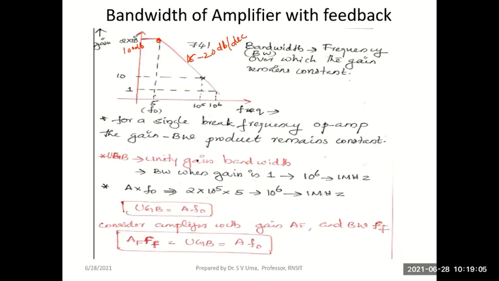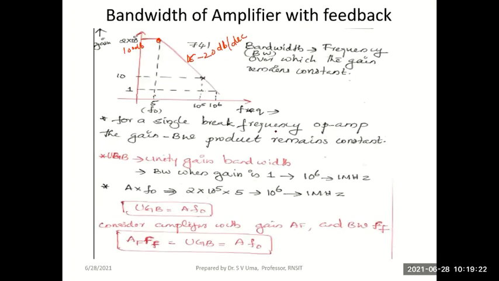So what is the value of, who has unmuted? What's the value of this unity gain bandwidth product? So let's take the bandwidth when the gain is 1 as 1 megahertz.